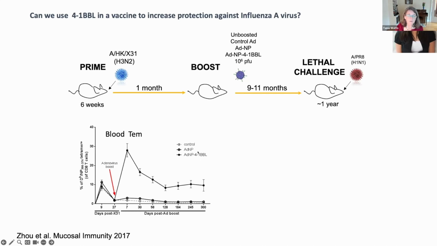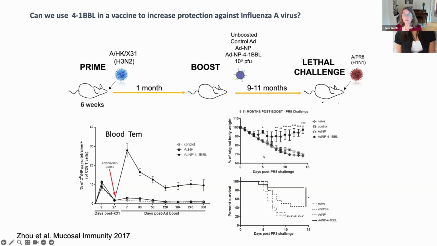But the addition of this 4-1BB ligand in an intranasal vaccine gave us a massive expansion of these circulating memory cells. And they persisted a very long time, out to the 300 days of the experiment, with a much smaller effect if we only added antigen without the 4-1BB ligand.